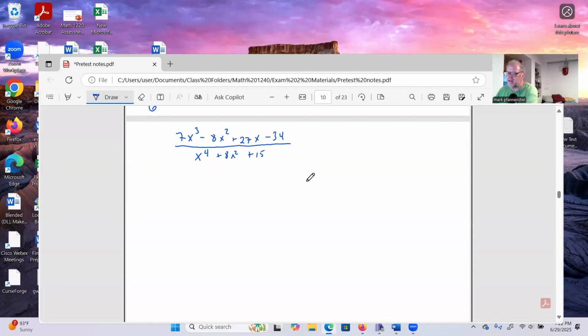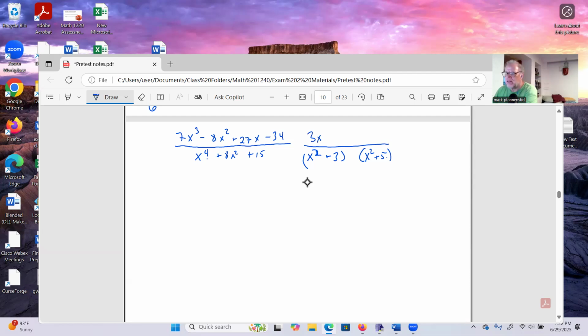So let's figure out if we could factor the denominator here. We've got an x to the fourth plus 8x squared plus 15. To me, that looks like an x squared plus 3 times an x squared plus 5. 5x squared plus 3x squared, that should be my 8. And then we are all set for what's going on here.